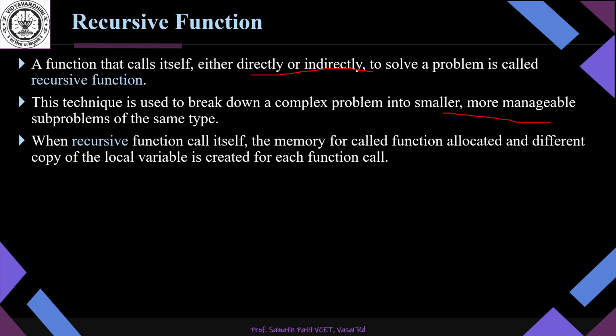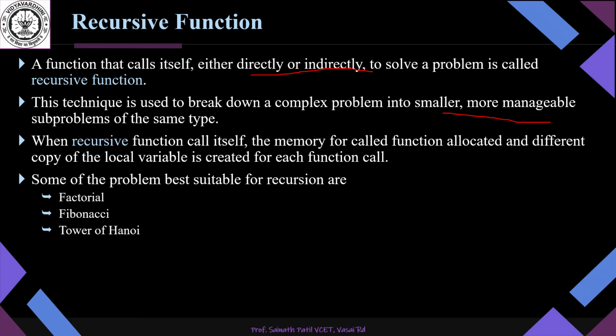When a recursive function calls itself, memory for the called function is allocated and a different copy of the local variables is created for each function call. Commonly, recursive functions are used to solve problems such as finding the factorial of a number, finding the Fibonacci series, and solving the Tower of Hanoi problem.